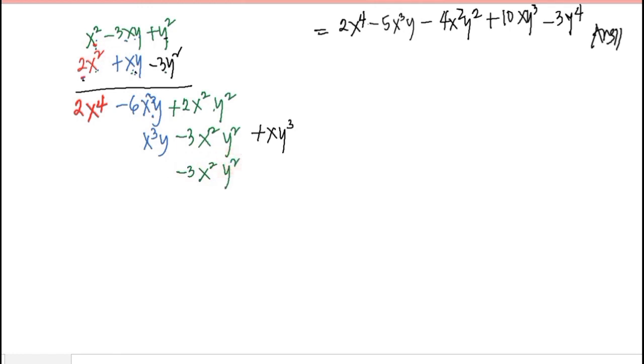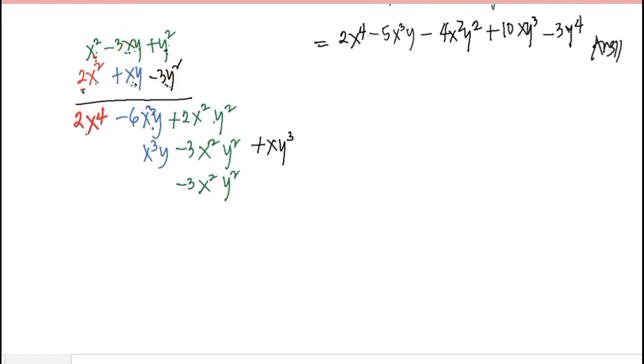And this negative 3y squared times negative 3xy, so negative 3 times negative 3, so that's positive 9. xy times y squared is xy cubed. And for the last term, we have here negative 3y squared times y squared is negative 3y to the fourth.